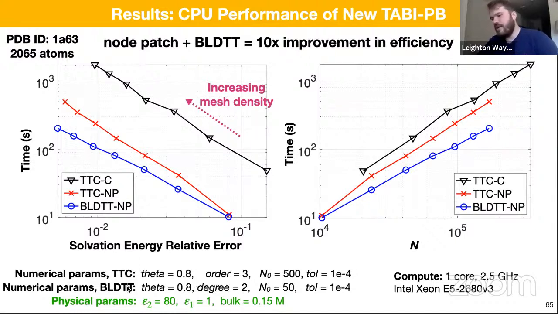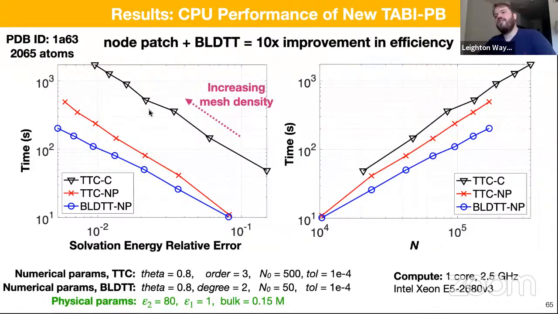The parameters for the BLDTT are naturally a little different than the Taylor tree code, because there are different considerations of what optimal parameters are. But these are parameters that are comparable between the two, so this is a fair comparison. What we're calculating here, this solvation energy relative error, we had some reference that we took from doing a direct sum calculation at a very high mesh density, and we use that as our reference.